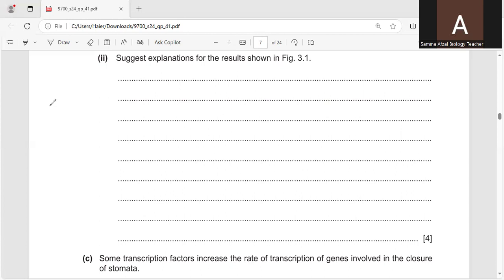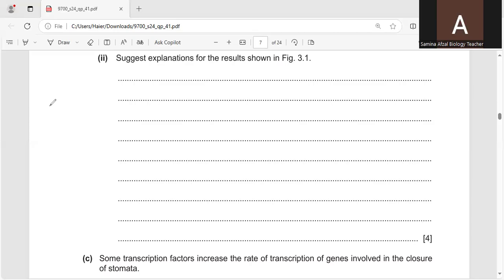When these negative ions move out of the guard cells, it allows the movement of potassium ions out of the cells. At the same time, calcium ions also stimulate the closure of the channel proteins that allow potassium ions to enter. So this loss of ions increases the water potential. So water passes out by osmosis, the guard cells become flaccid and the stomata close. In this way, the stomata are closed when ABA is applied. So I would like to write all these points.